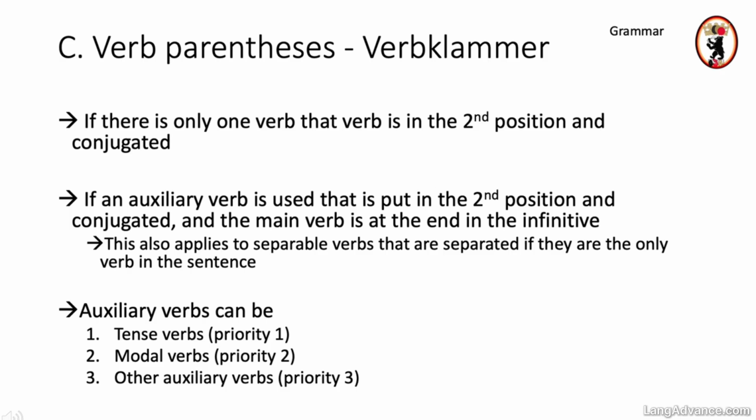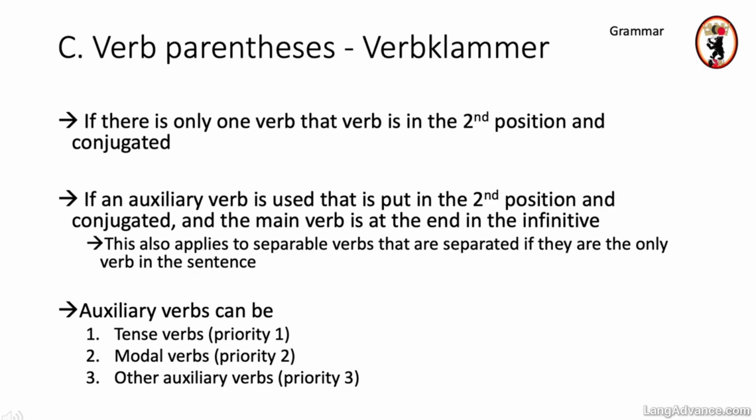Now what happens if an auxiliary verb is used? The auxiliary verb will be put in the second position and conjugated, and the main verb will be placed at the end of the sentence and will be in the infinitive. This also applies to separable verbs that are separated if they are the only verb in the sentence.